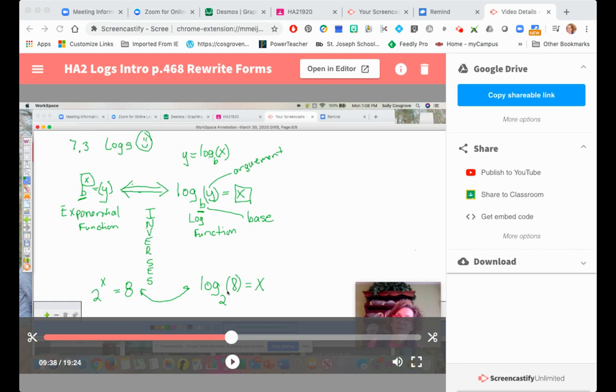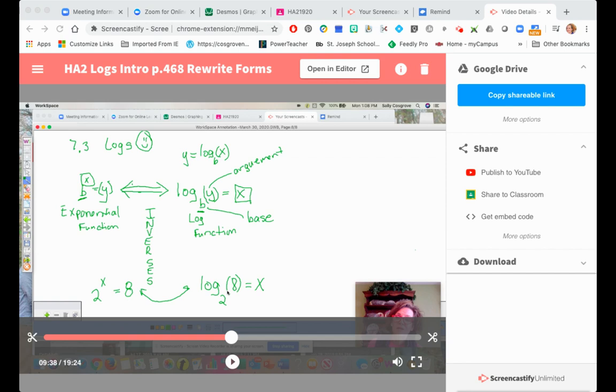And so same kind of thing. I want to know what exponent I would raise 1/8 to get 512. That's the question that I'm asking. Well, let's just stick a variable over there. And now I can solve this by rewriting.